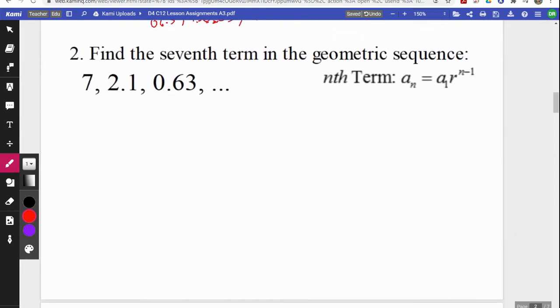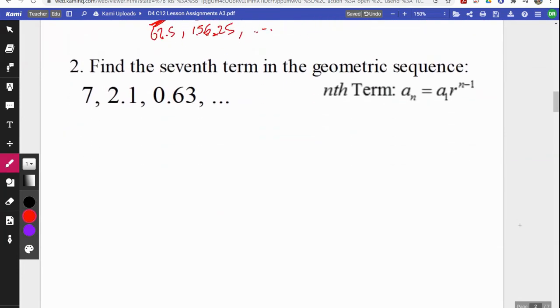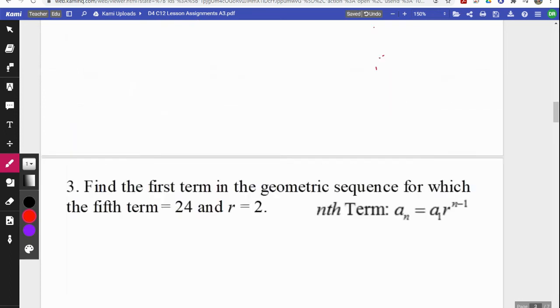Okay, and here's the other objective we needed to cover. We have this formula, and we want to find the nth term. The nth term is just whatever term we're told to find. In this case, it is the 7th term, so we'll be looking for a sub 7. We need to know the first term, r, the common ratio, and whatever n is. So a sub 7 means n is going to be 7.